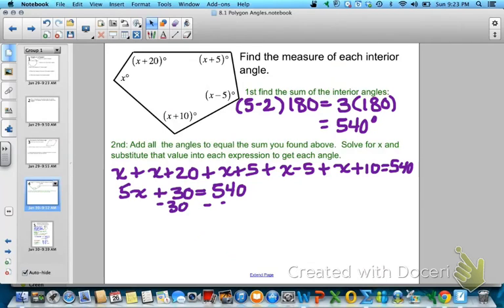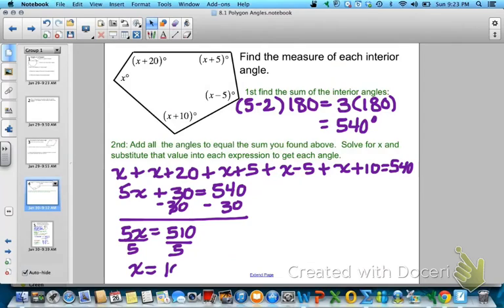You can continue solving that algebraically. Subtract your 30 from both sides, you get 5x equals 510. Divide both sides by 5 and you get x equals 102. And now you can plug 102 into each and every expression for every angle, starting with the x. The angles are 102. Then take that 102 into the x plus 20, which gives you 122 degrees.